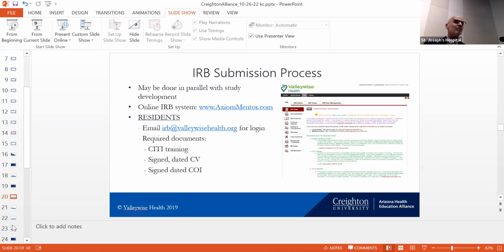So then there's an IRB process. St. Joe's has an IRB and Valleywise has an IRB, and they're separate. And actually Creighton has an IRB too. They need to be notified about your project, but they're not the primary ones that do most of your projects. We will eventually have a more defined roadmap for you to follow. But for now, if you're getting clinical data from one or the other of the sites, you need to go through that site's IRB to get approval.